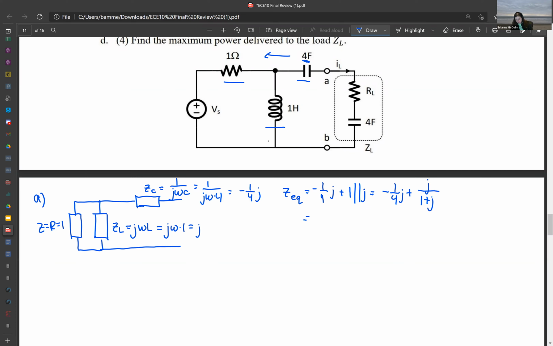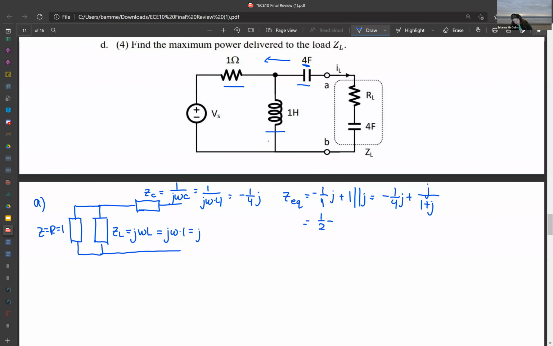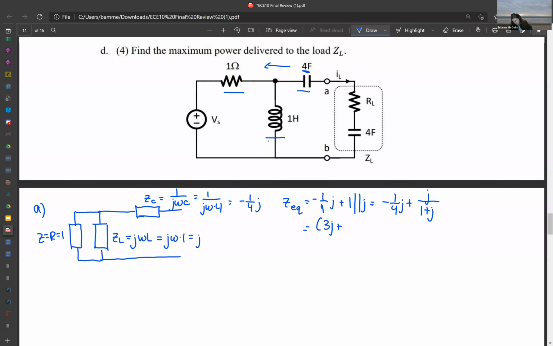Now, this is just some algebra, so I'm going to skip a couple of steps, but it's just rationalizing the denominator and making these two have the same denominator so that you can add them together. So you should get something, we'll just do a couple of intermediate steps so that it's easier for you to check your work. This right here is just rationalizing the denominator. And then you should get 1/2 plus j over 4.